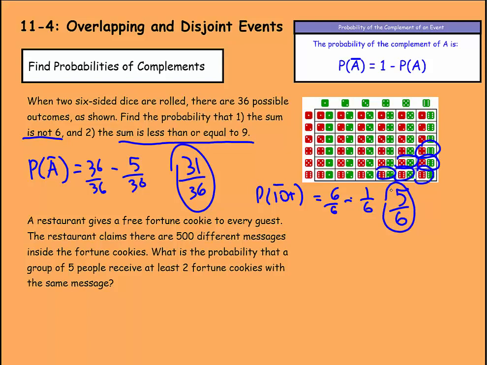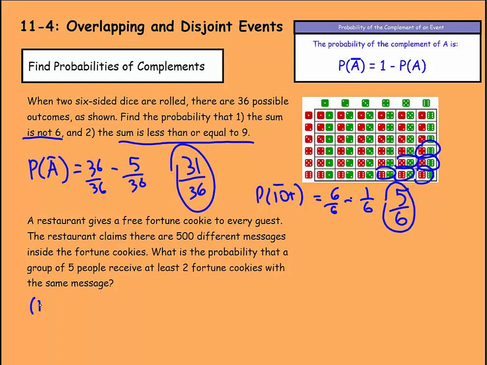So let's use this example then. A restaurant gives a free fortune cookie to every guest. The restaurant claims that there are 500 different messages inside the fortune cookies. What is the probability that a group of 5 people receive at least 2 fortune cookies with the same message? This is a very unlikely thing since there's 500 total cookies. So we actually can use the complement here to find the unlikely probability that this would happen. We could find the probability of it not happening, which is much more likely, and subtract that from 1 to find the probability of it actually happening.